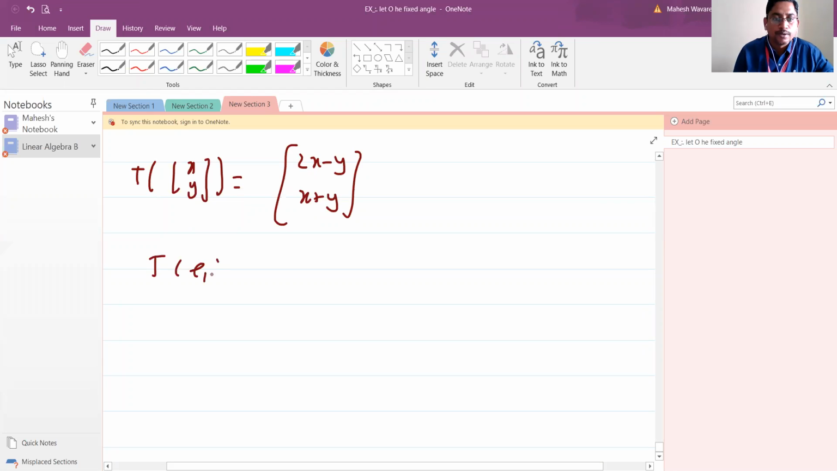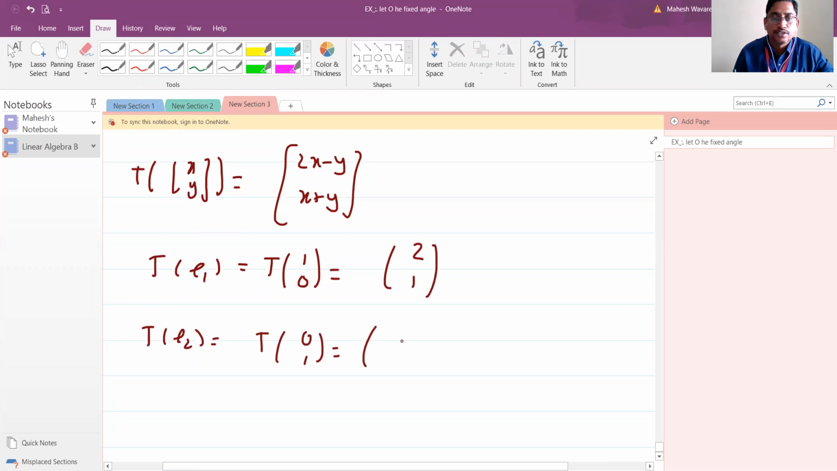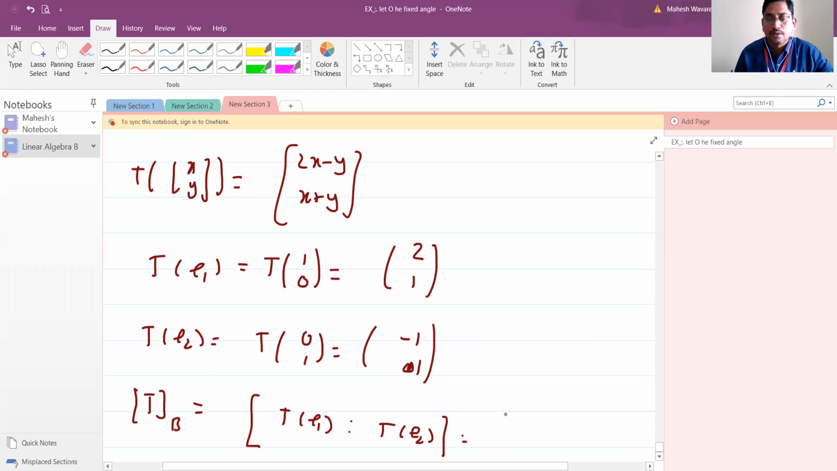So we need to find T of E1 as a column vector. So x is 1, y is 0. So it is (2, 1). And what will be the image of T of E2? X is 0, y is 1. So it is (minus 1, 1). So the matrix of T with respect to this standard basis will be denoted by this. The first column is T of E1, the second column is T of E2. That standard matrix is [2, minus 1; 1, 1].